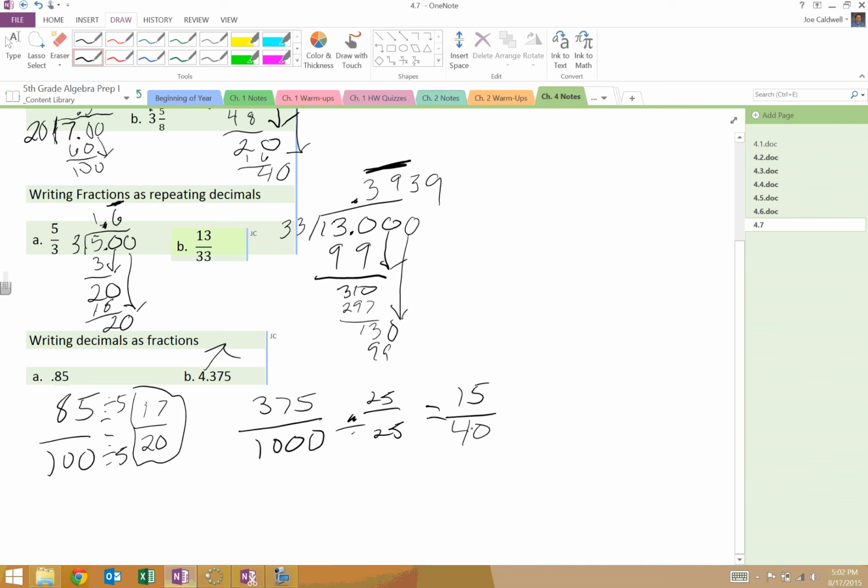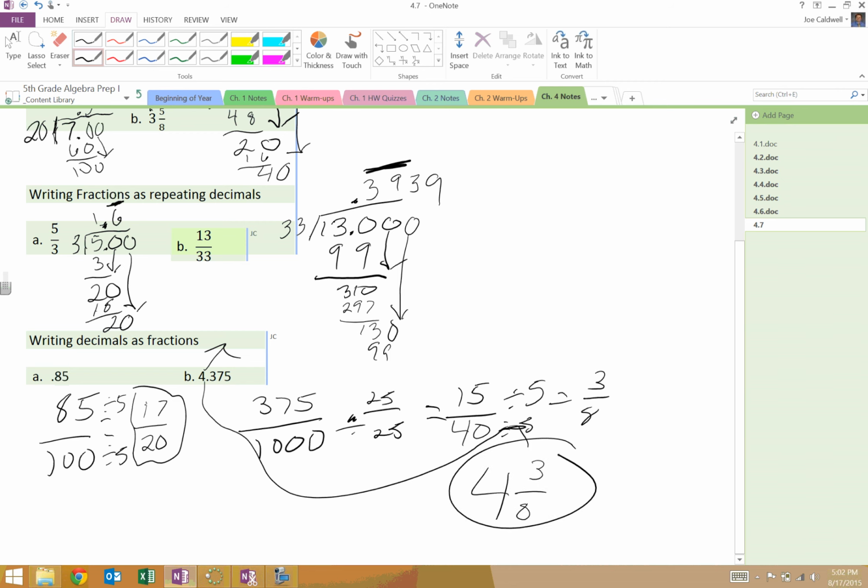So I did not find the GCF. You should notice that because I can still keep taking something out of here. If I divide this by 5, I get 3. This by 5, I get 8. Now, don't tell me your final answer is 3/8, because we can't forget to bring that 4 over there. Your final answer should be 4 3/8. So that is how you turn fractions into decimals, and decimals into fractions.